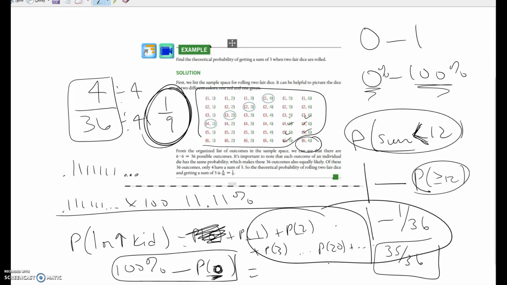It's super handy. All right, go ahead and try on the bottom of page, let's see, in the middle of page 275, try number 3, and then on the bottom, try number 4.